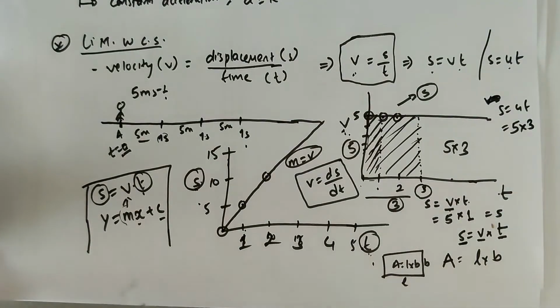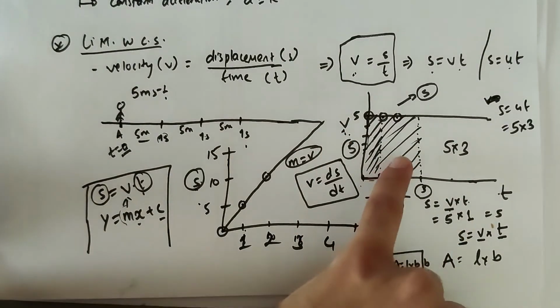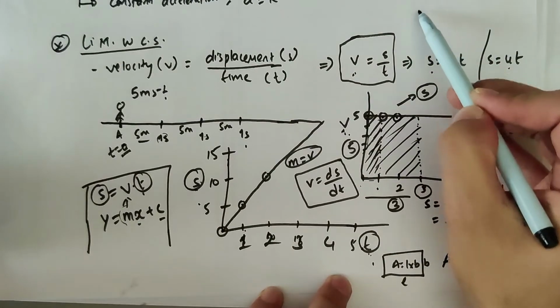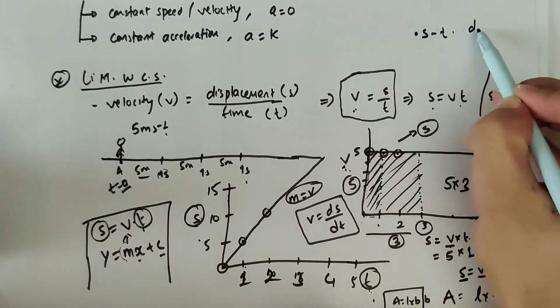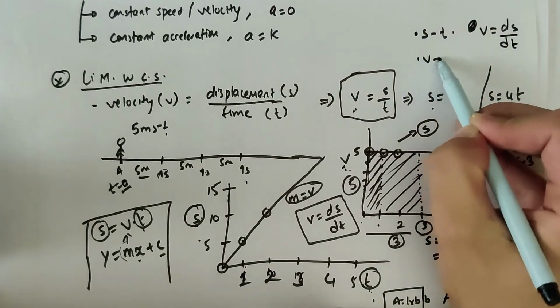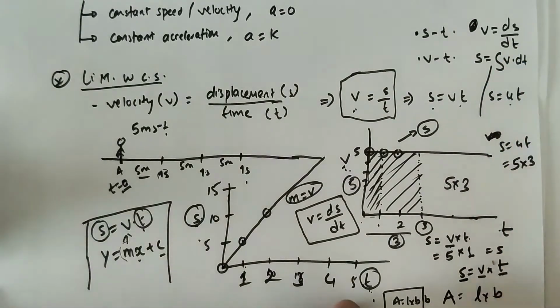So you see, it's a very subtle thing, but it's really important to understand. If I have a vt graph, the area under the graph gives me the displacement traveled. So let me summarize what you've learned up to this point. If I have an st graph, then velocity is the slope of the graph, and if I have a vt graph, then displacement is the area under the graph, and this is the symbol for integration from calculus.